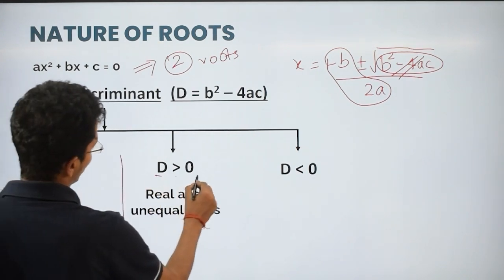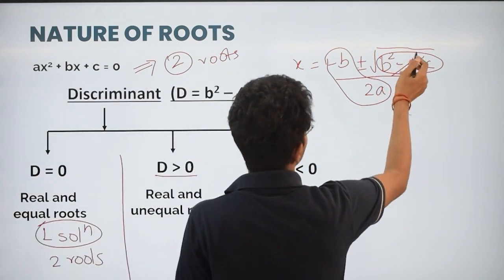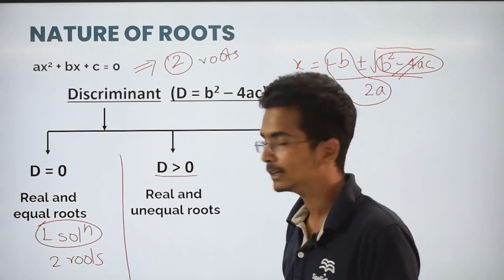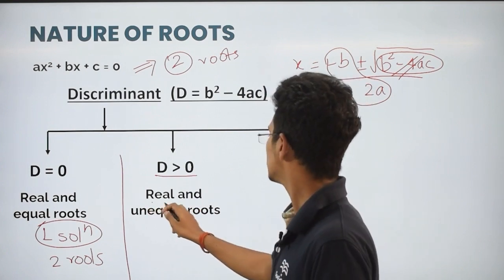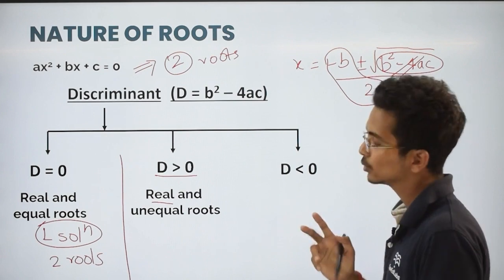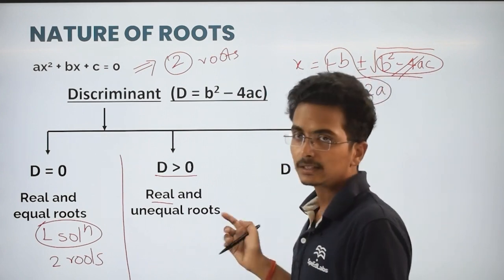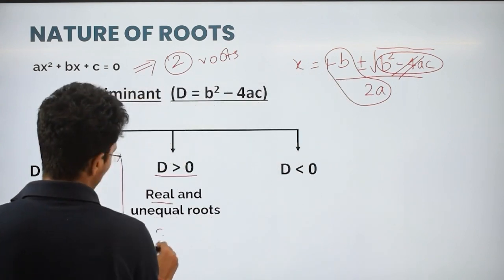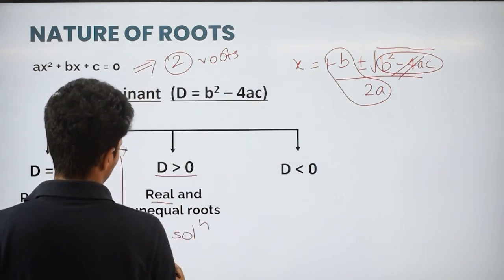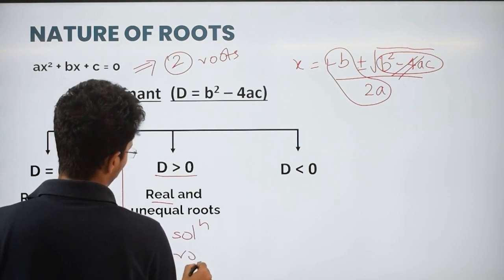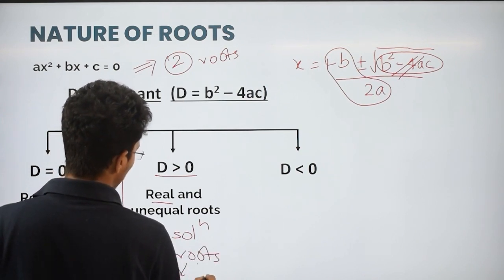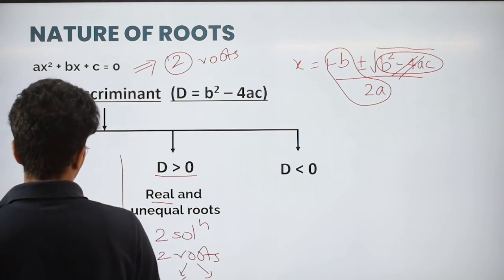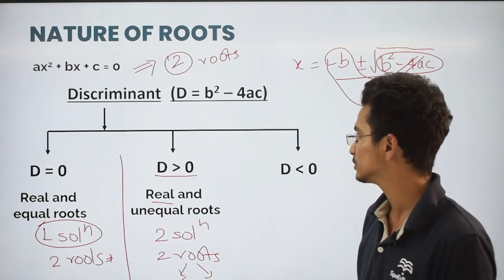For d positive, under the root there is some positive number, so we will definitely get real values of x. With the plus minus sign, when you solve, you will get two values of x. So there are two solutions and two roots, because we are getting two values of x, and since it is a quadratic equation, there will definitely be two roots, and both roots will be different. Here, in the previous case, the roots were equal.